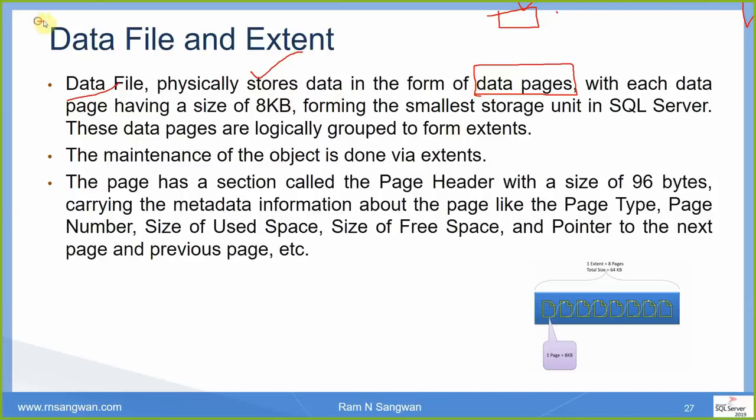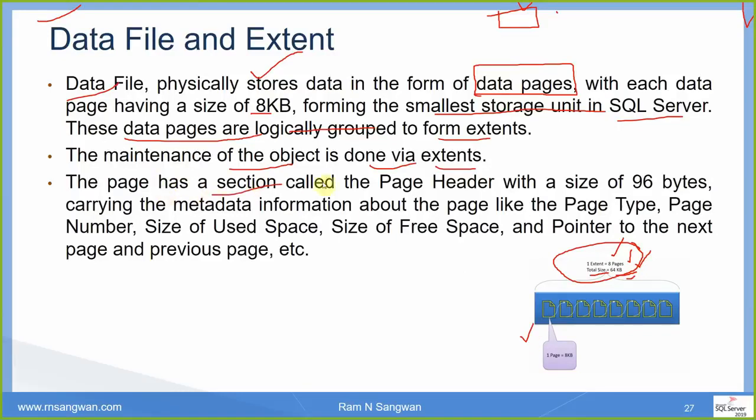Each data page has a size of 8 KB, forming the smallest storage unit in SQL Server. These data pages are logically grouped to form the extent. The maintenance of objects is done via these extents. So we first create extents. One extent creates 8 pages, total size 64 KB. So 64 KB is still the unit here. Interestingly, very interestingly, we still use the same extent size of 64 KB, though now it is divided into pages.